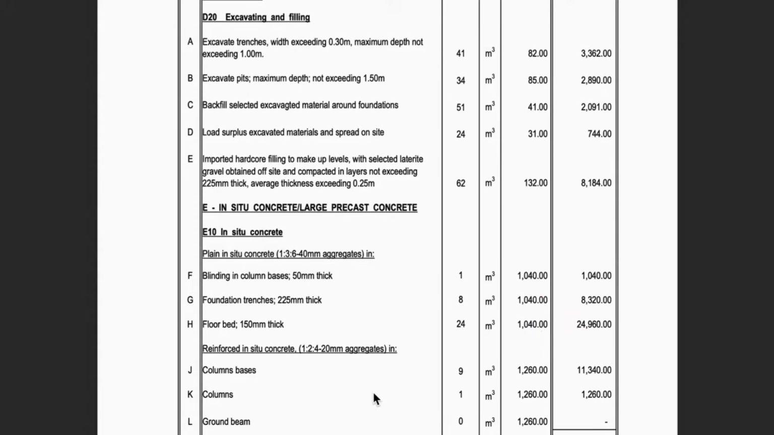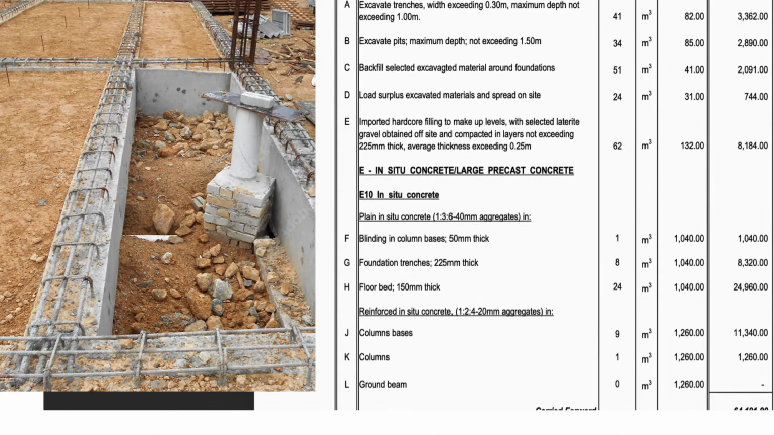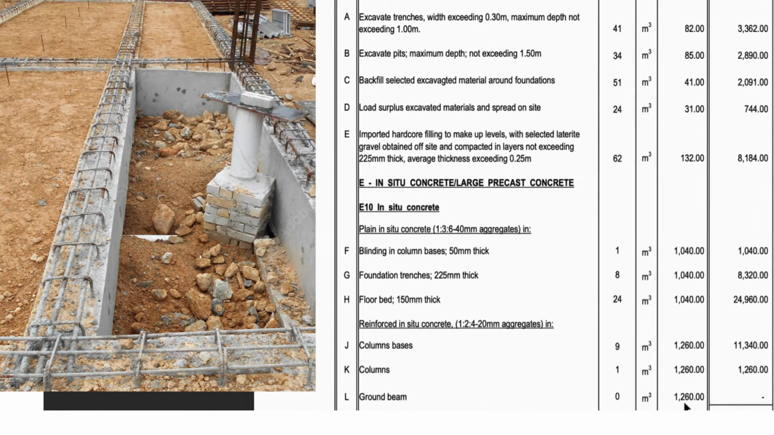The column bases also require some concrete filling, and the columns themselves need to be filled, so those come at a rate of 1,260, slightly higher because of the proportions and other factors. You will see here in this bill of quantity that the ground beam is zeroed out. So the contractor gave us the option whether to include it or not, and we wanted it.